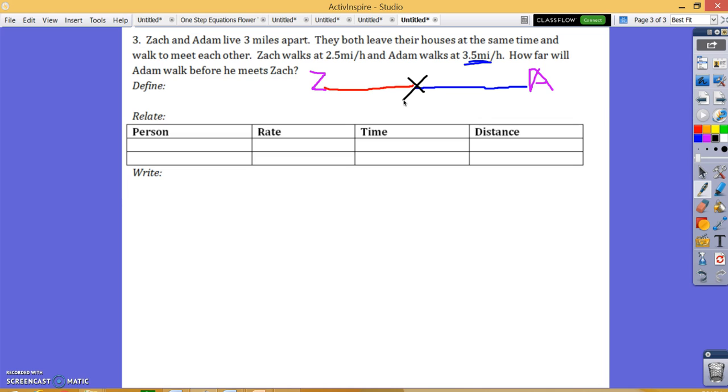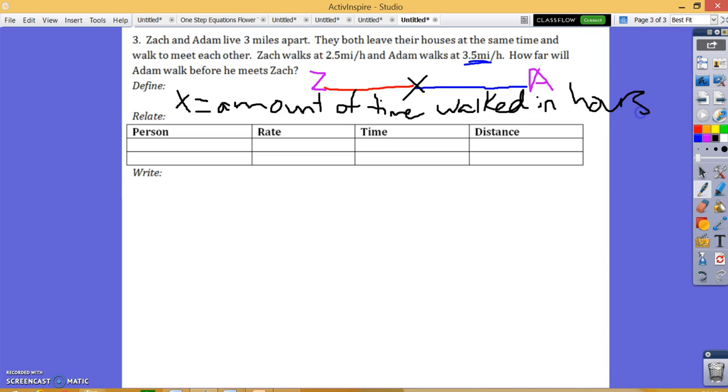But the one thing that we don't know at all is how long they walked. So we have no idea about the time. So x equals the amount of time walked in hours. Okay, so my first person is Zach. My next person is Adam. We know Zach's rate. It tells me that it is 2.5 and Adam's is 3.5.